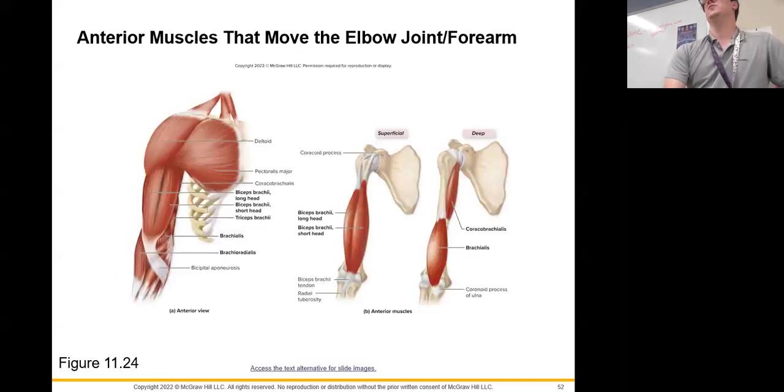Now, muscles that move the elbow joints. So we've already talked about the biceps brachii a little bit. Biceps, we have two heads connecting down to the radial tuberosity down here on the ulna. We also have our brachialis, which is going to originate on the distal half of the humerus and then insert itself down here on the ulna.